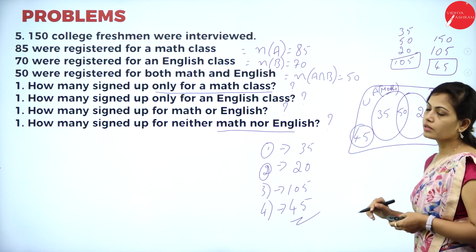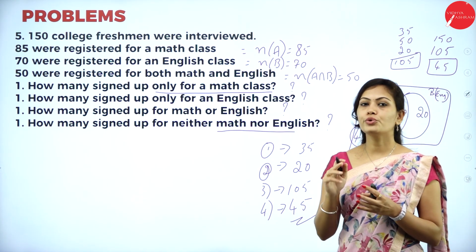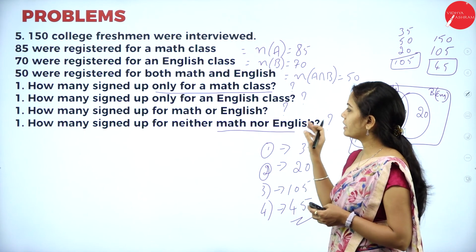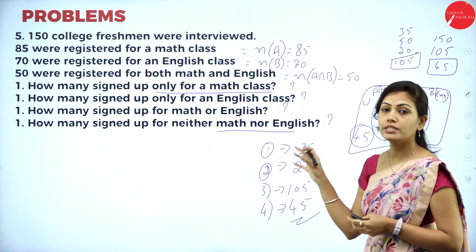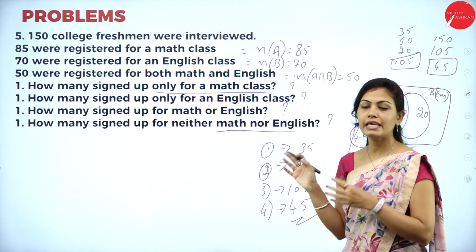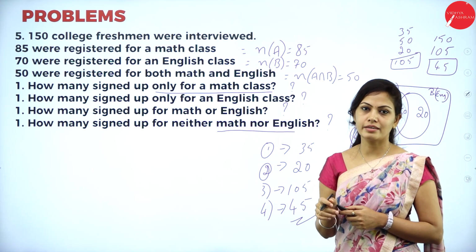So this is your Venn diagram for two elements. Very simple, easiest concept. First, understand the concept, understand the logic of the Venn diagram. So easily you can construct a Venn diagram.